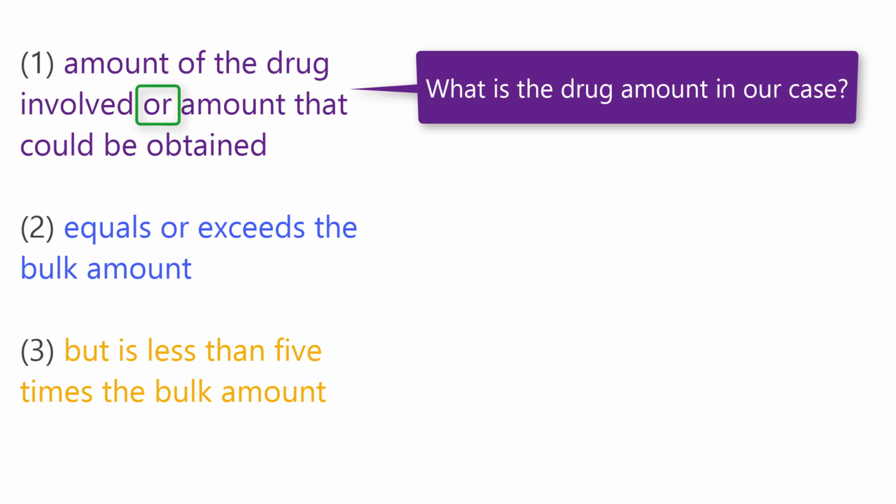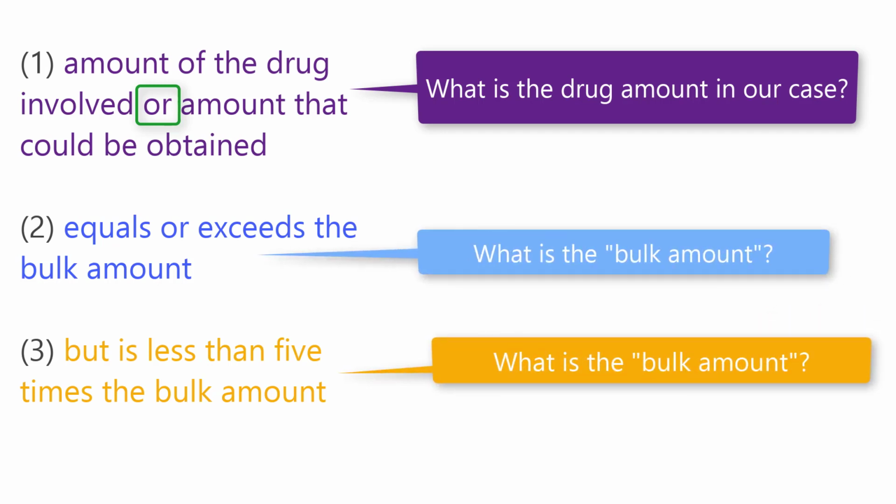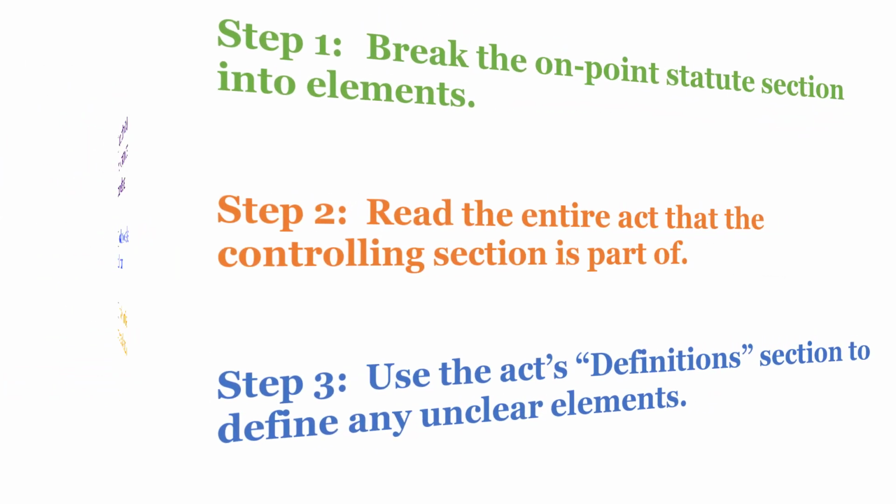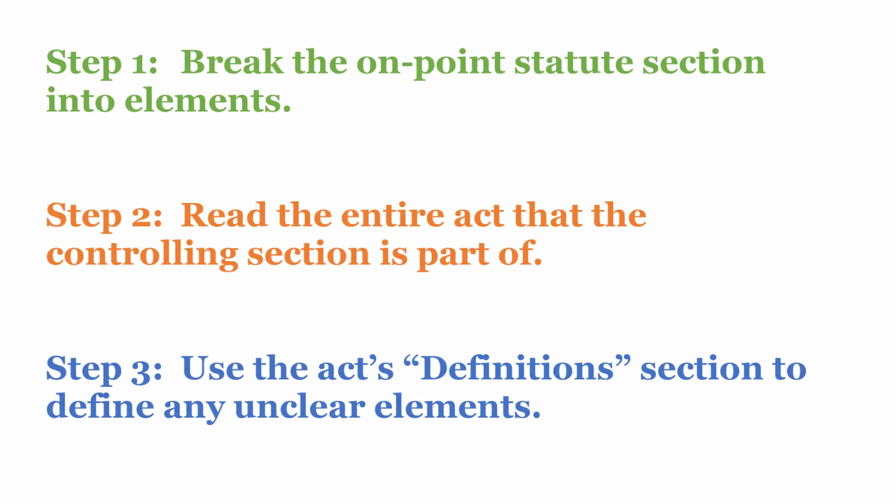Now, the second and third elements refer to this phrase "bulk amount." That we don't know what means. So that we're going to need to do more research on. So now we've identified one phrase that we need help on, bulk amount. Oftentimes you'll have 2 or 3 or 4 that you'll need help on, but here we just have a pretty straightforward one. So you take what you did in step 1 into step 2.